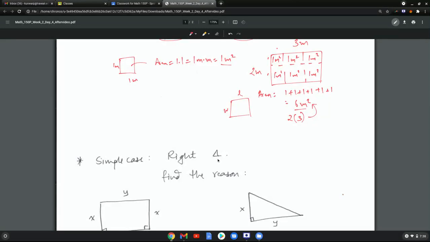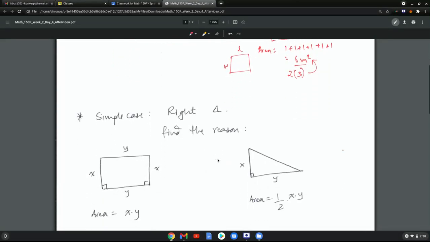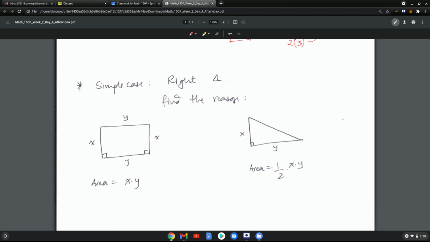Now, the simple case of a triangle is if it is right angled. I left this as an exercise for you to find the reason. It's fairly simple. If you look at this right triangle and the height is x and the base is y, if I make another copy of this triangle, then what I get is a rectangle. So the area of the rectangle is x times y, but because it's a copy, the area of the triangle is 1/2 times x times y. A lot of times you will see this formula written as 1/2 times base times height.